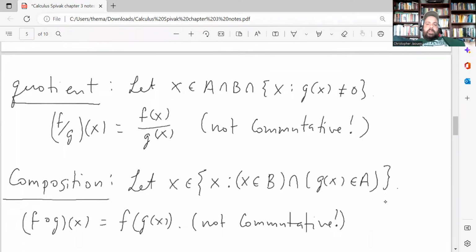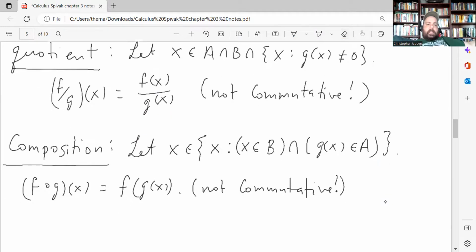And for the quotient, you also have to take into account, eliminate any values of x in A intersect B that make the denominator 0. That's just for the quotient because of the way we define the quotient of two functions. f divided by g of x is f of x over g of x. So if g of x is 0, then you get division by 0, which is not allowed, right? And also division is not commutative.